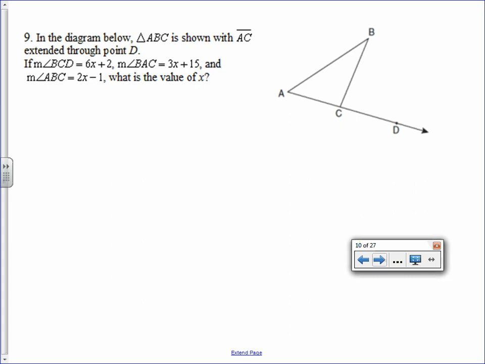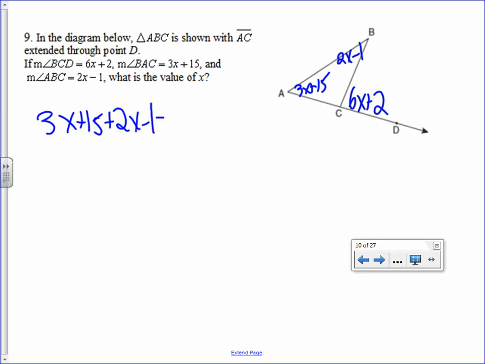In the diagram below, triangle ABC is shown with AC extended through point D. BCD is 6x plus 2. BAC is 3x plus 15. And ABC is 2x minus 1. Exterior angle of a triangle. Exterior angle theorem. The two non-adjacent interior angles must add to equal the exterior angle.